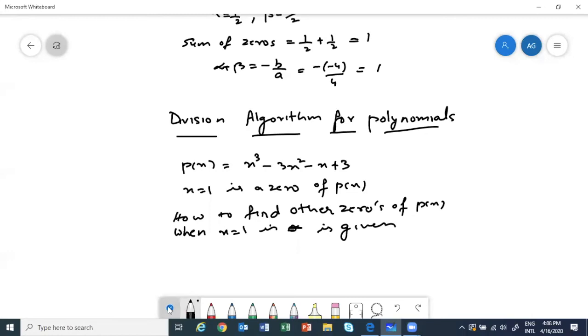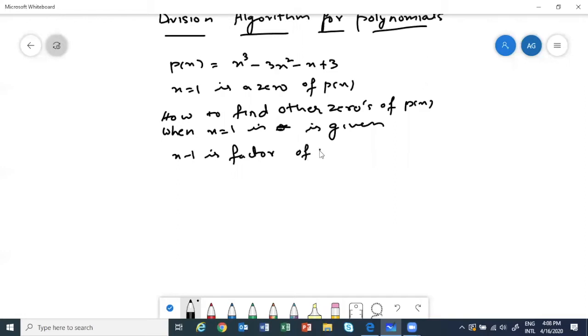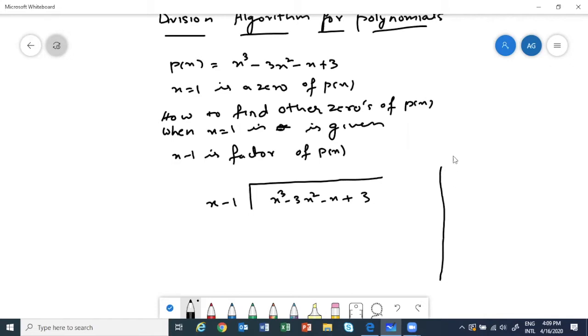Okay. See? The procedure was, since x equal to 1 is a zero, that means x minus 1 is a factor. This we did in factor theorem. Then x minus 1 is a factor of p of x. So then what you do? You do long division of polynomial, which is you will divide your x cube minus 3x square minus x plus 3. And those who don't know how to divide polynomials, see here, because this you have done in 9th, but okay, quickly I will revise it. This is my rough work.